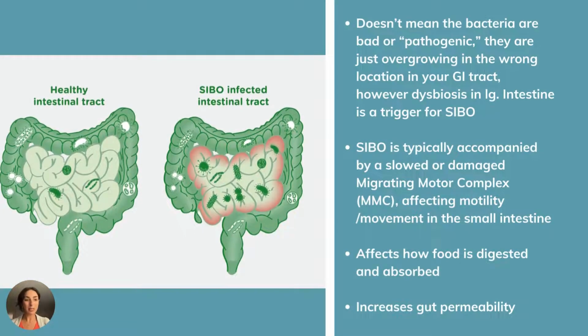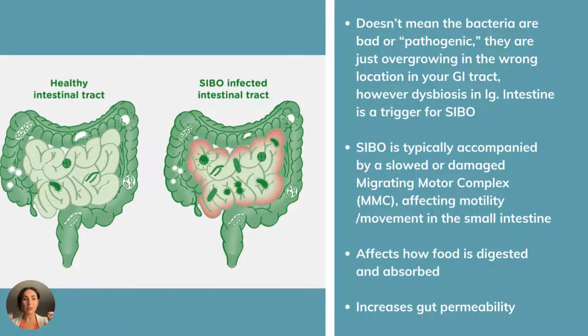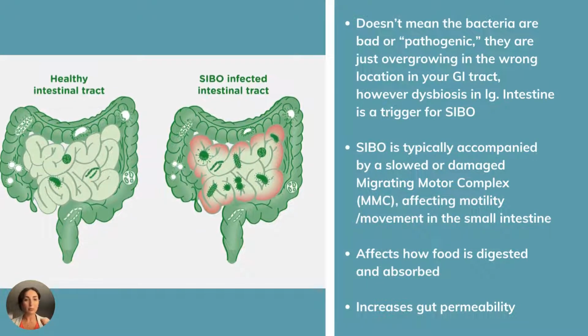And it doesn't always mean that the bacteria is bad or pathogenic. It just means it's in the wrong place. But dysbiosis, which is an imbalance of good and bad bacteria, in the large intestine can actually trigger SIBO in the small intestine. So that does consist of pathogenic bacteria. And with newer emerging research, they're finding a lot of negative bacteria in SIBO cases, but it doesn't always have to be pathogenic bacteria. It could just be displaced good bacteria as well.